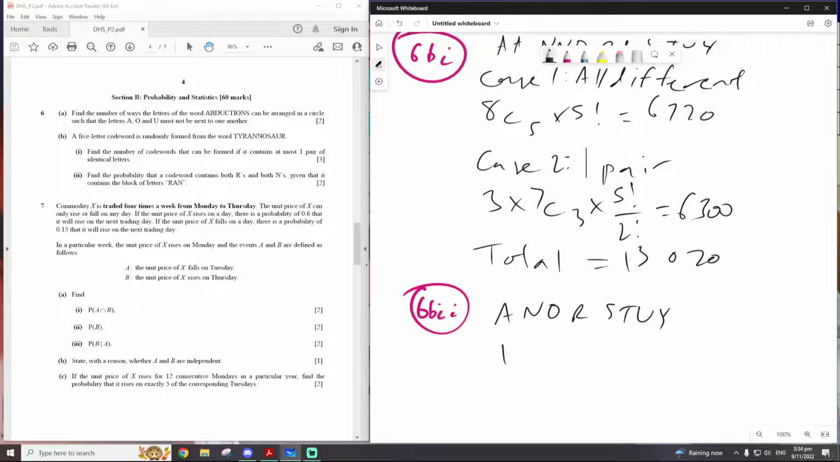So it will just be 1 over 8 choose 2. The order doesn't matter here, so we are not going to consider orders. It's just 1 over 8 choose 2, which is 1 over 28.